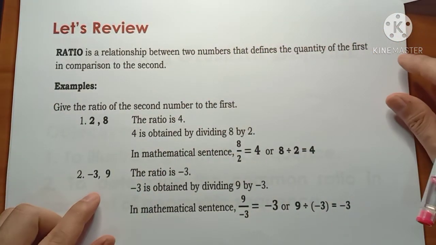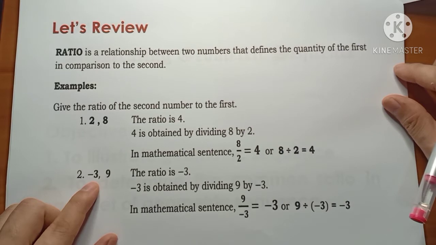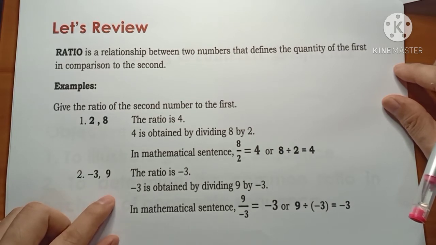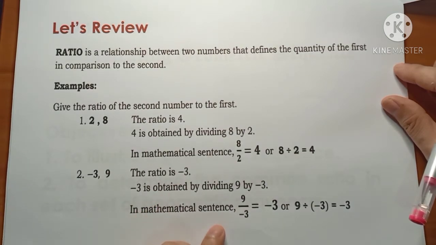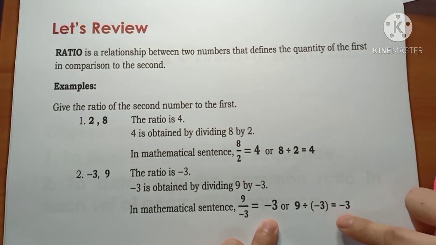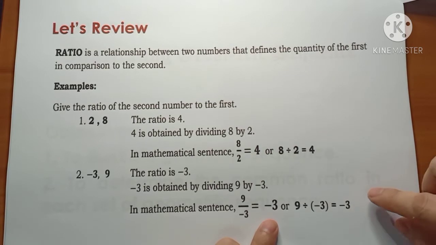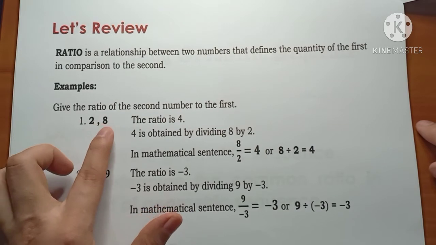So, now, sa number 2 naman, 9 divided by negative 3. So, pag magkaiba ang kanyang sign, ibig sabihin, negative ang ating answer. So, the ratio is negative 3. So, negative 3 is obtained by dividing 9 by negative 3. So, in mathematical sentence, 9 divided by negative 3 is equal to negative 3. So, ganun lang. So, ulitin ko, para makuha yung ratio, second divided by first.